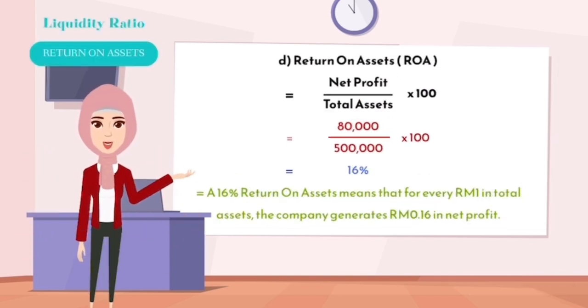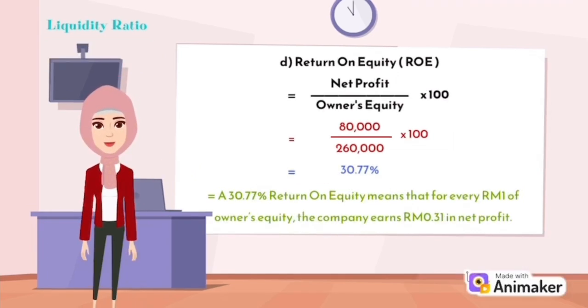Return on assets. The formula for ROA is net profit divided by total assets, then multiplied by 100. In this case, the net profit is 80,000 and the total assets are 500,000. To calculate, divide 80,000 by 500,000, then multiply by 100. Thus, we will get 16%. A 16% return on assets means that for every 1 ringgit in total assets, the company generates 16 sen in net profit.